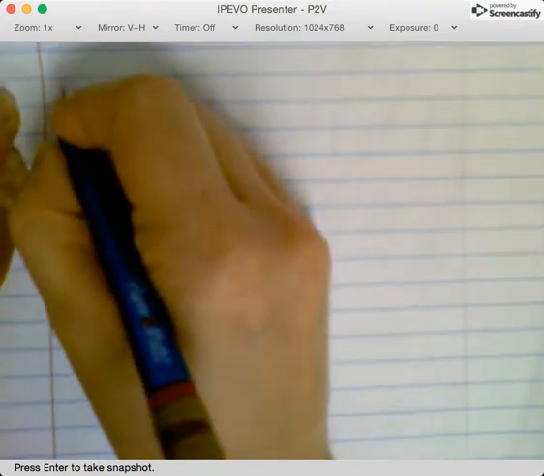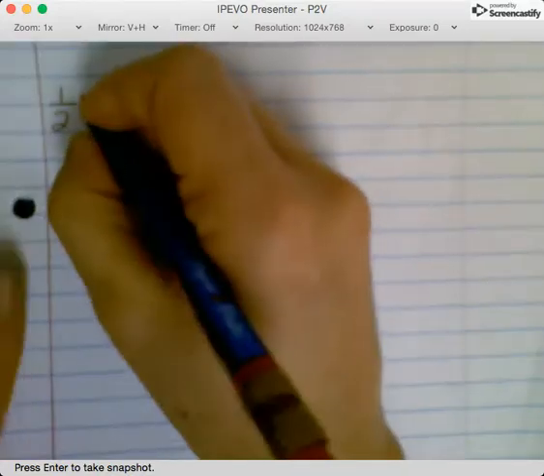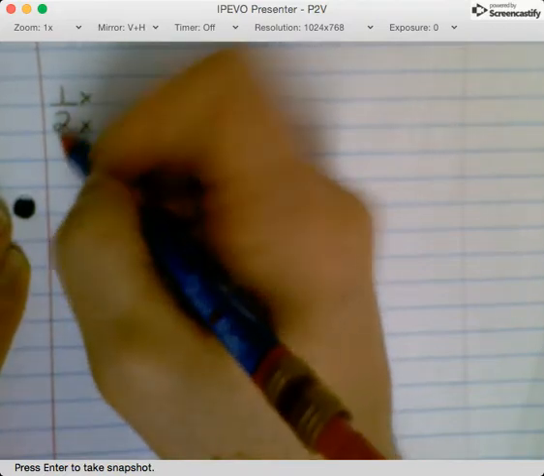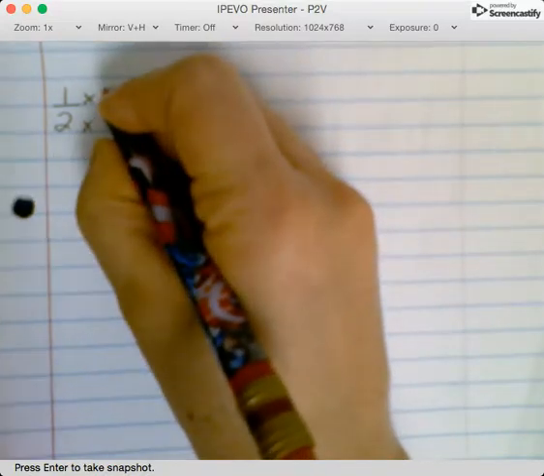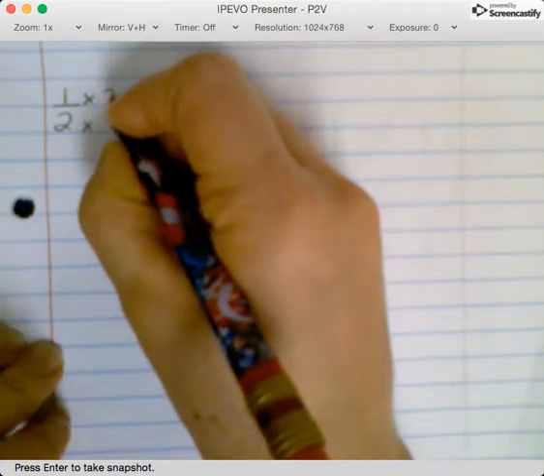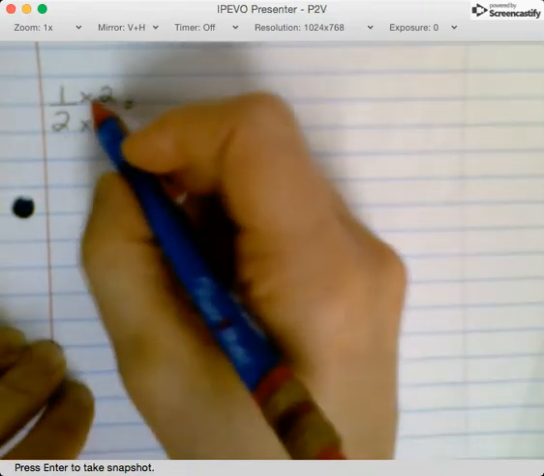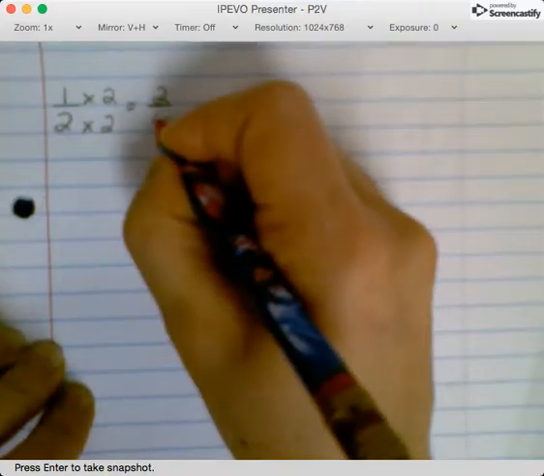So in order for us to find equivalent fractions, let's start with a fraction like 1/2. One of the ways you can find an equivalent fraction is just by multiplying. If I use multiplication, then I have to multiply both the numerator, or the top number, and the denominator by the same number. So I could use just about any number. In this case, let's use the number 2. So if I wanted to multiply both numbers by 2, I would get 1 times 2 equals 2. 2 times 2 equals 4.